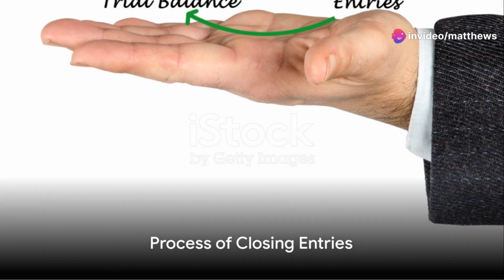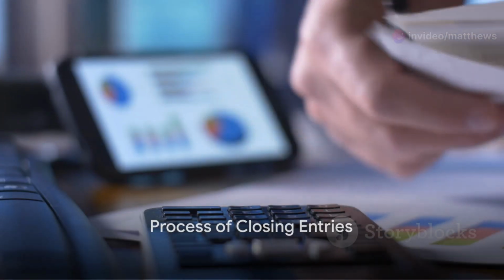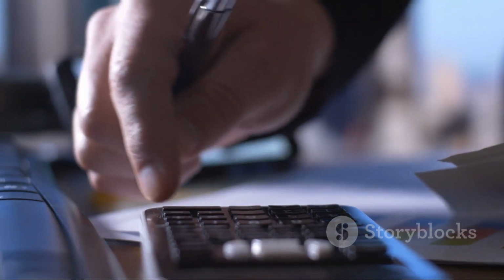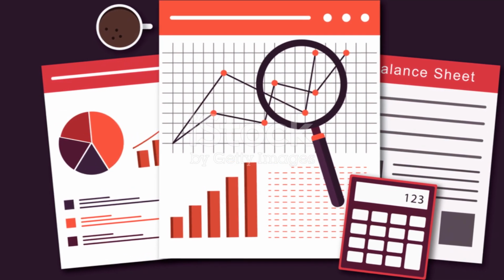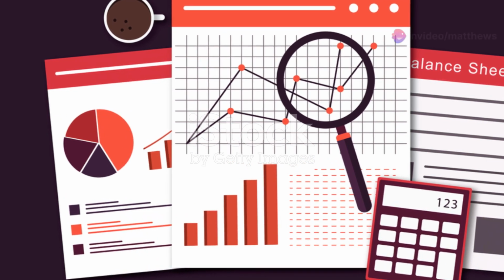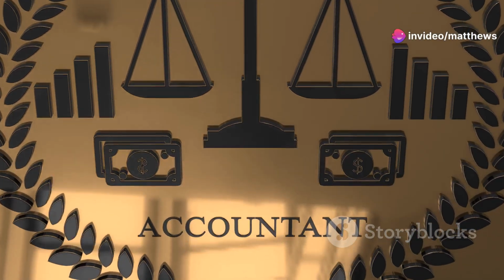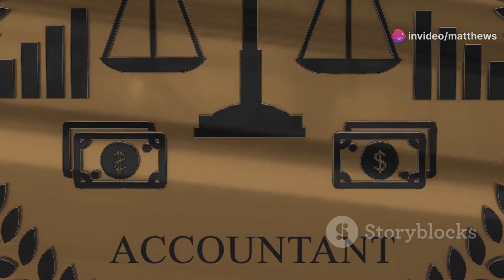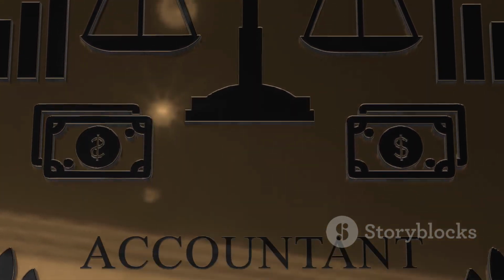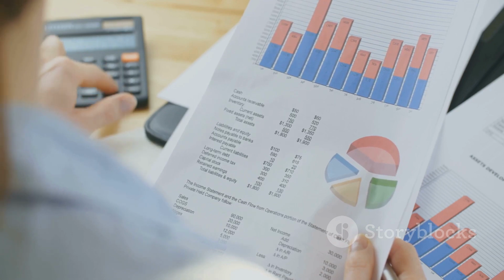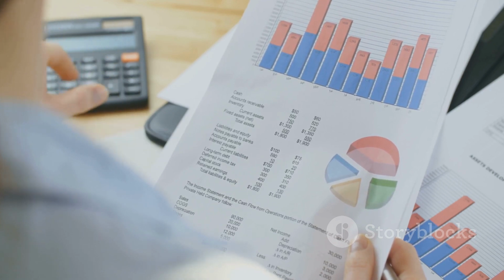To make closing entries, each revenue account is debited and the income summary account is credited. Subsequently, each expense account is credited and the income summary account is debited. The balancing act doesn't end there. The income summary account is then closed by transferring its balance to the retained earnings account. Any dividends that have been declared are closed directly to the retained earnings account.